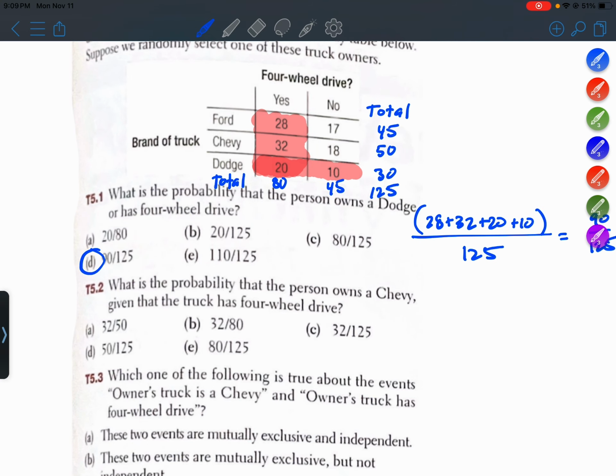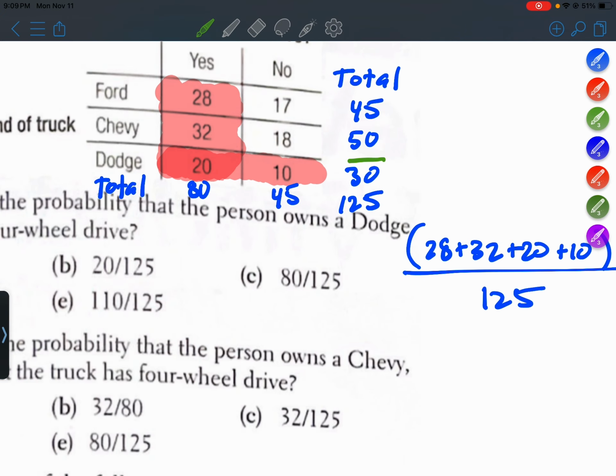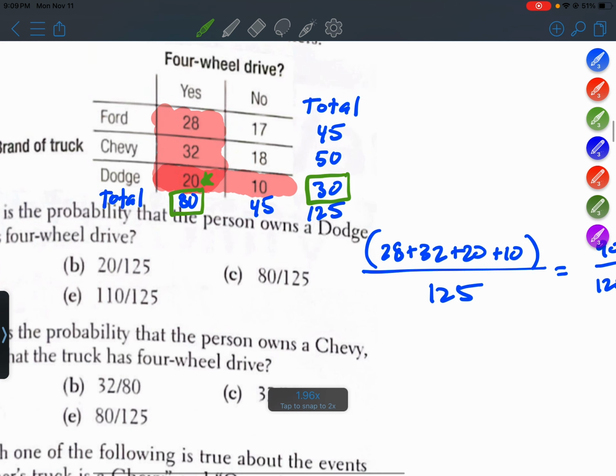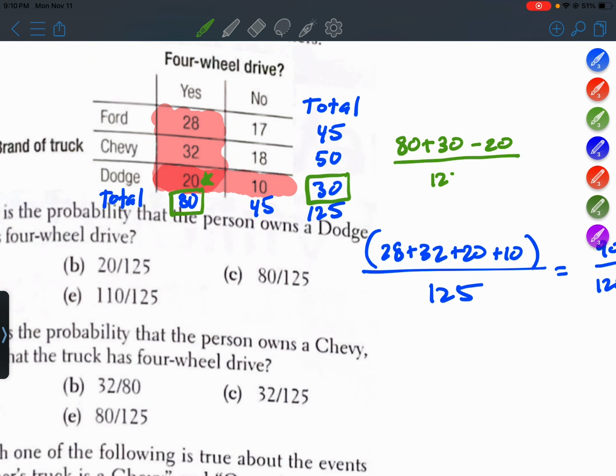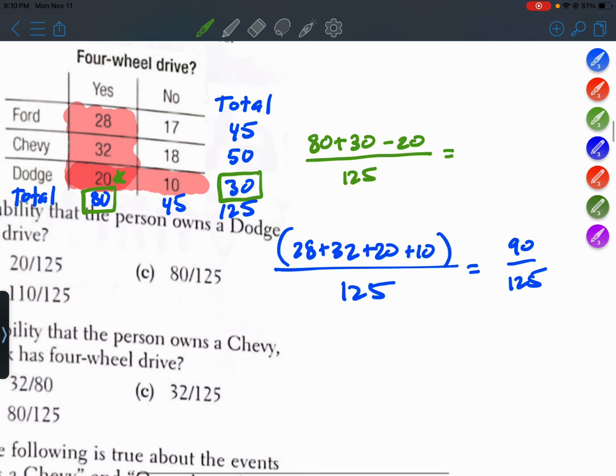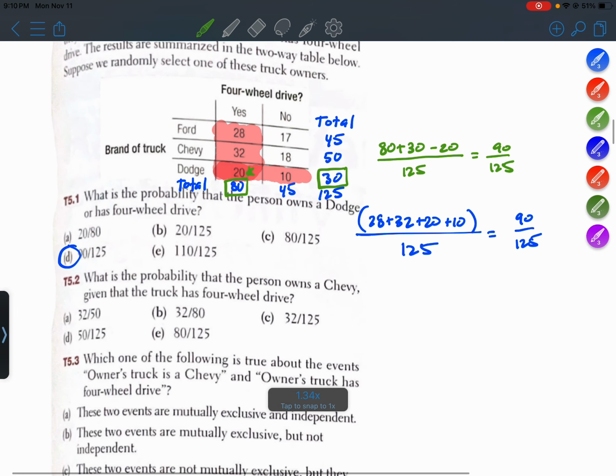Another option is to take the total number of people who own Dodge trucks plus the total number of people who have four-wheel drive, add those together, but then adjust for the overlap, or the double counts. There are 20 people who would have been counted twice if we just do 80 plus 30. So 80 plus 30 minus the 20 double counts gives us the same answer, 90 out of 125.